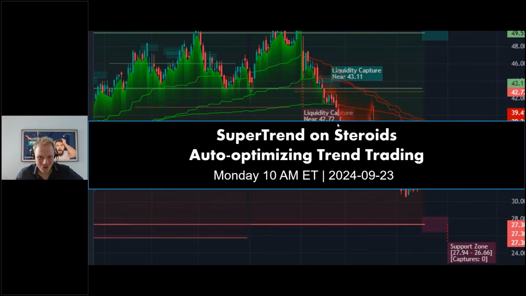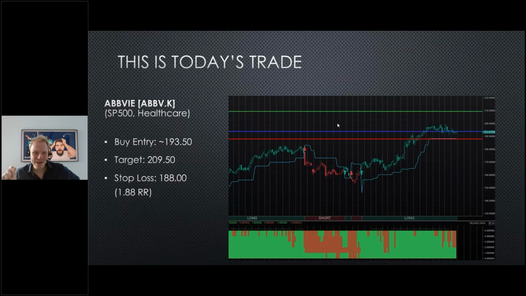All right, so let's get started. The first thing I'm going to show you is my trade of today. This is a trade which I picked just a bit earlier this morning. It took me perhaps 50 minutes to find this trade. And it is a long trade of AbbVie, ticker symbol ABBV, a stock in the S&P 500 in the healthcare sector. And the idea here is to go long at current market levels. I know price dropped a little bit since the market opened. This slide is perhaps 1 hour old, but this trade is still very valid.